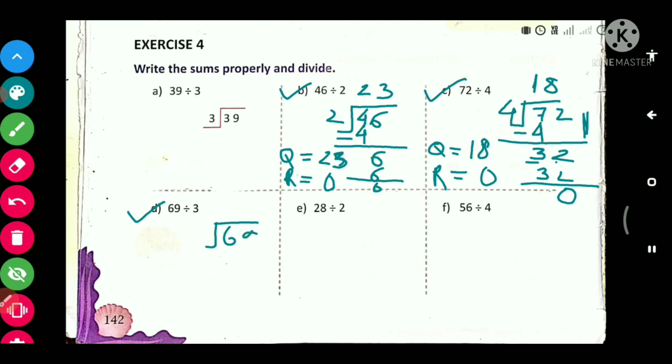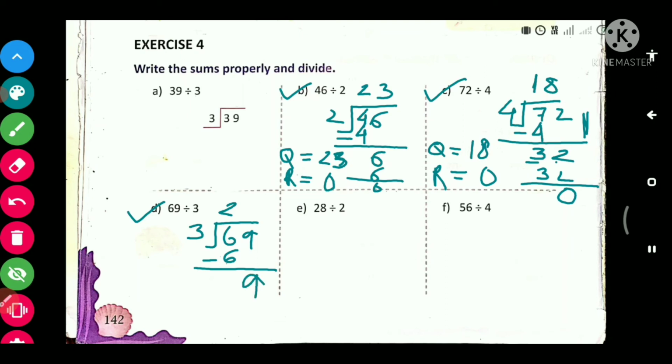Okay. Now see D part. Dividend is 69 and divisor is 3. Now we'll see the tens place value. So 6 is there, which is greater than 3. So we'll take only 6. Now we'll see the multiplication table of 3. So 3 1s are 3, 3 2s are 6. Now we'll write 3 2s are 6. 6 minus 6, it will be 0.